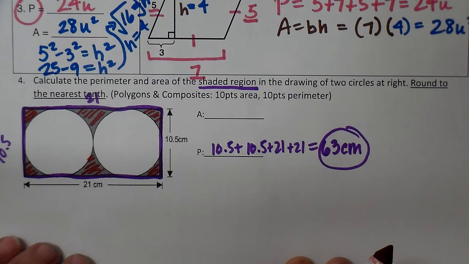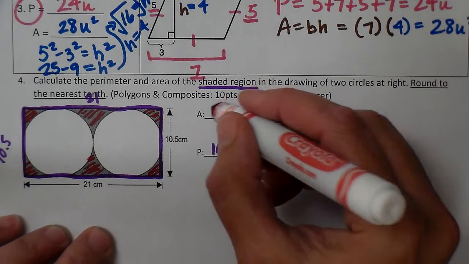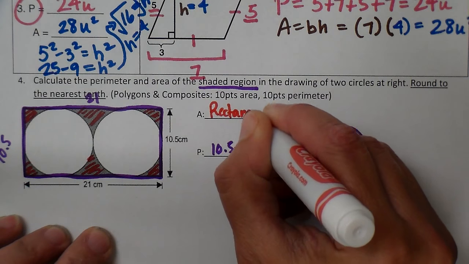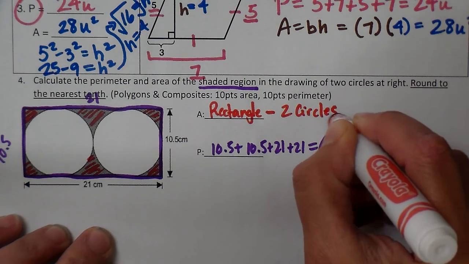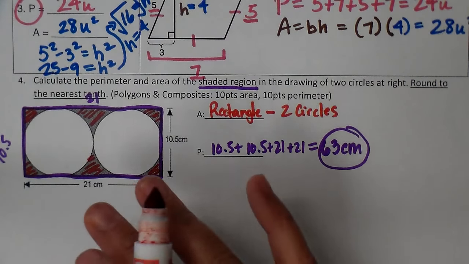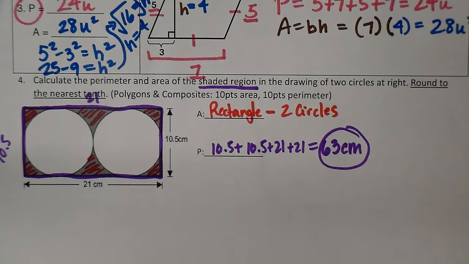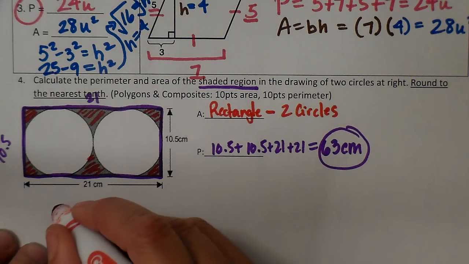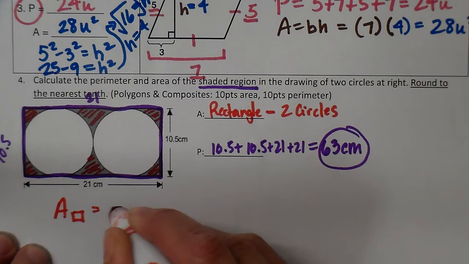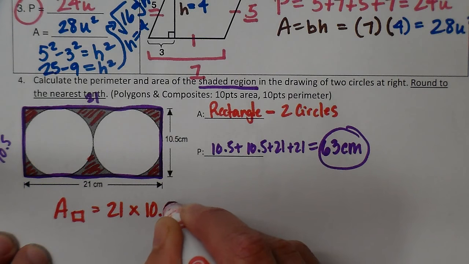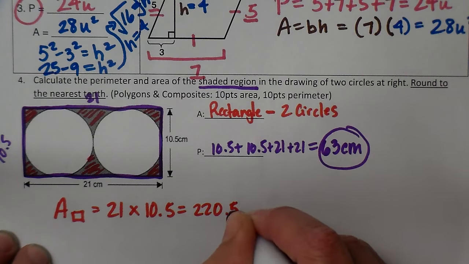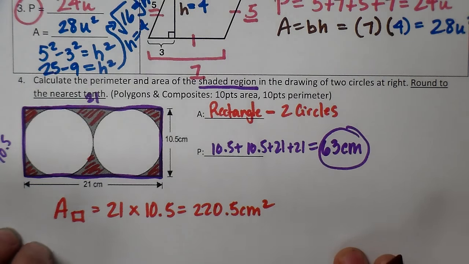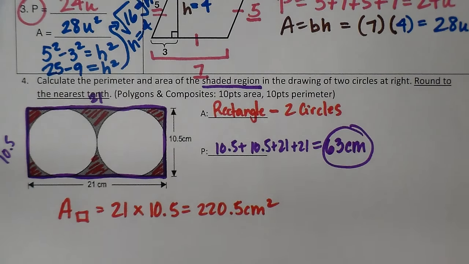So what I have to do basically is I'm going to find the area of the rectangle. And what am I going to subtract? 2 circles. So I'm going to find the area of the rectangle and then I'm going to subtract the 2 circles that are cut out. Area of the rectangle is pretty simple. For the rectangle, you have 21 times 10.5. And when you do 21 times 10.5, you get 220.5 centimeters squared. Now that's what the area would have been had we not cut the circles out.